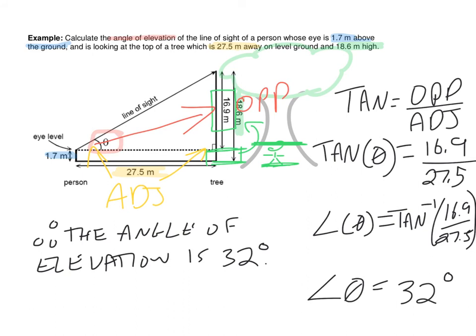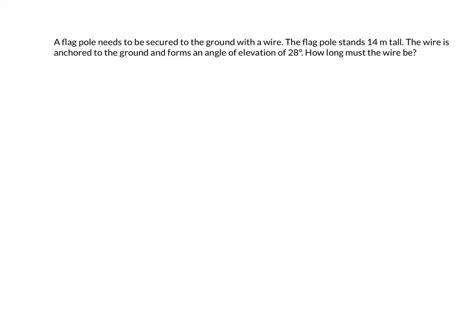So we've looked at two examples that had us deal with our angle of elevation or our angle of depression. Now we're going to look at one final example that will give us our angle and make us solve for an unknown side. Our last example says a flagpole needs to be secured to the ground with a wire. The flagpole stands 14 meters tall. The wire is anchored to the ground and forms an angle of elevation of 28 degrees. How long must the wire be?